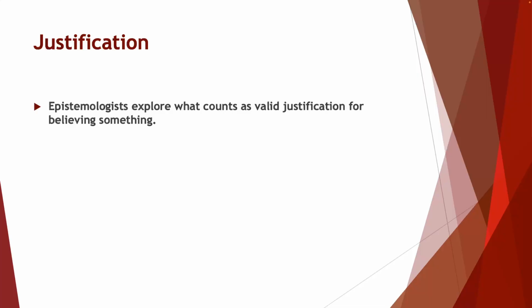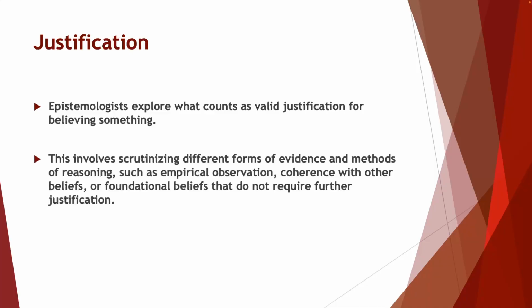Justification, then, is something that is really important when we think about knowledge, because in order for you to believe something, you must be justified in your belief in a particular thing. And epistemologists explore what actually counts as valid justification for believing something. It involves the scrutinizing of different forms of evidence and the scrutinizing of different methods of reasoning. Some people might believe something to be the case, and it might even be true, but their methodology of reasoning to arrive at that particular conclusion might be faulty.